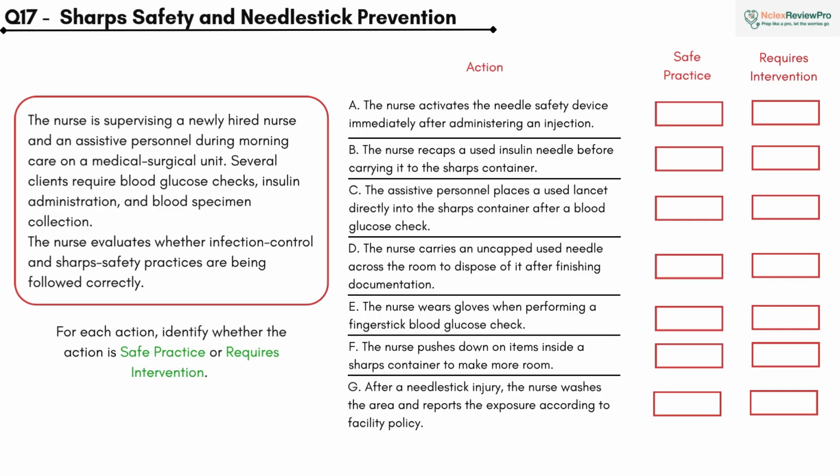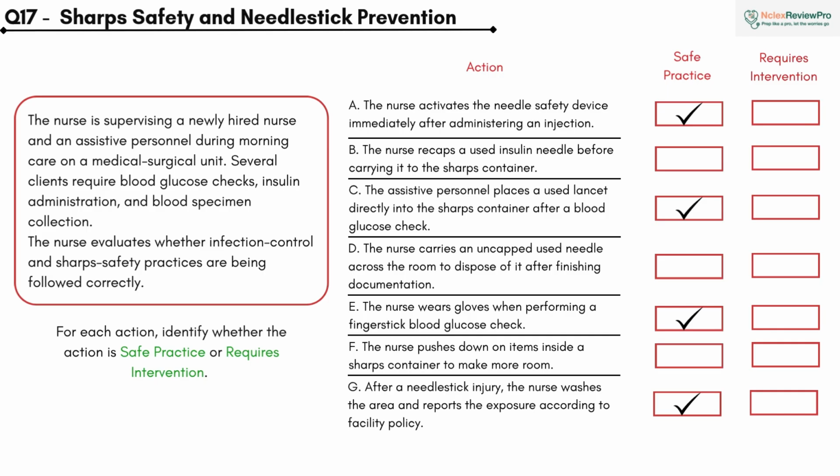All right, let's break this down. The safe practices are: option A, activating the needle safety device immediately after administering an injection. Option C, placing a used lancet directly into the sharps container after a blood glucose check. Option E, wearing gloves when performing a fingerstick blood glucose check. And option G, washing the area and reporting the exposure after a needle stick injury.